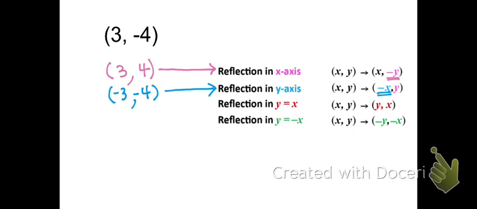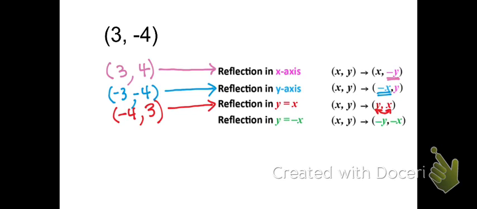Now if I want to reflect it over the line y equals x, notice we're just switching the x and y. So this would be (-4, 3). My y became my x, my x became my y. So this is a reflection of that same point over the line y equals x.